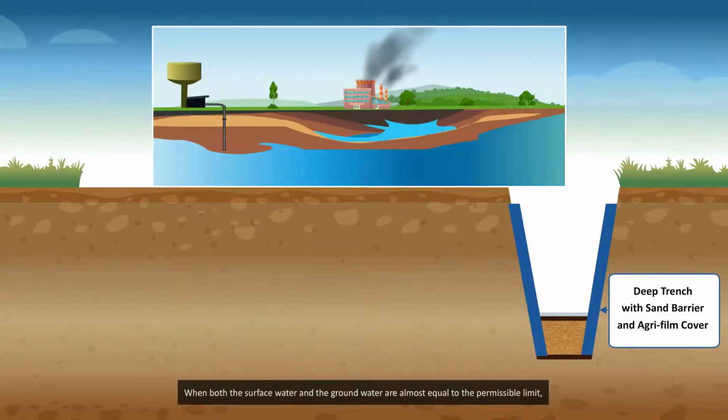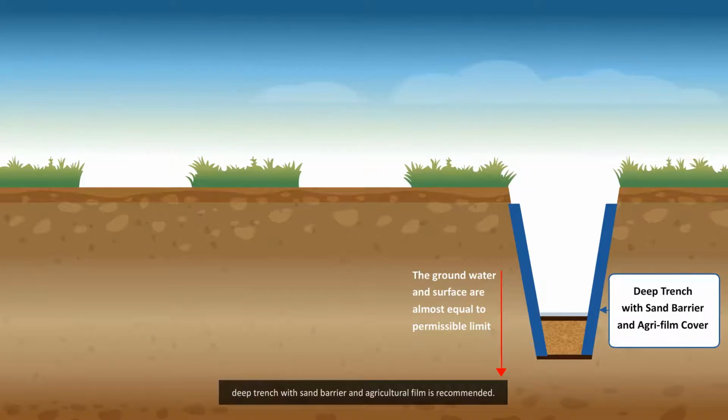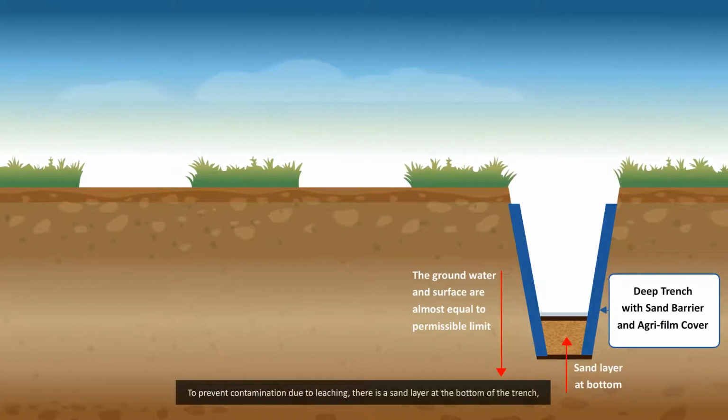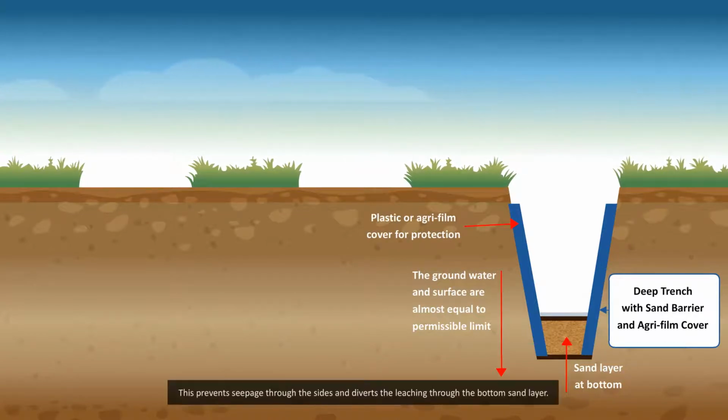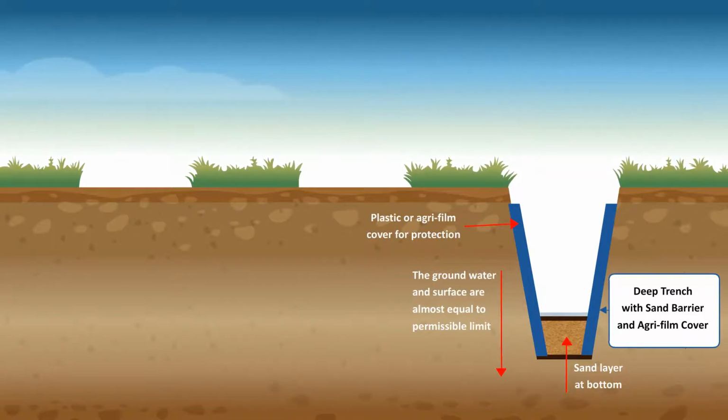When both the surface water and the groundwater are almost equal to the permissible limit, deep trench with sand barrier and agricultural film is recommended. To prevent contamination due to leaching, there is a sand layer at the bottom of the trench, while agri-film covers all the sides. This prevents seepage through the sides and diverts the leaching through the bottom sand layer.